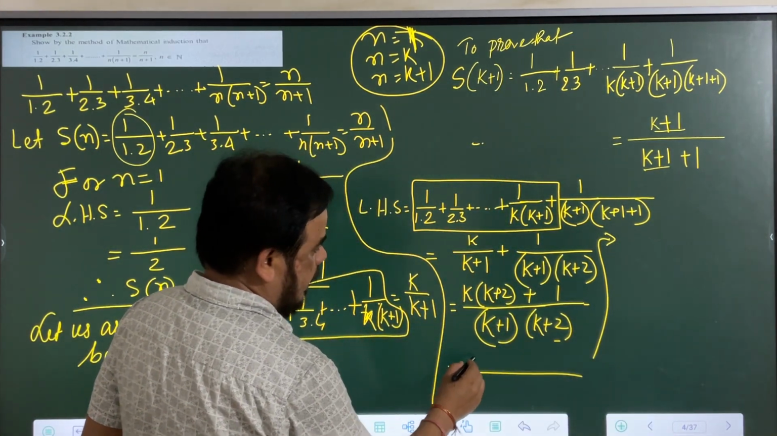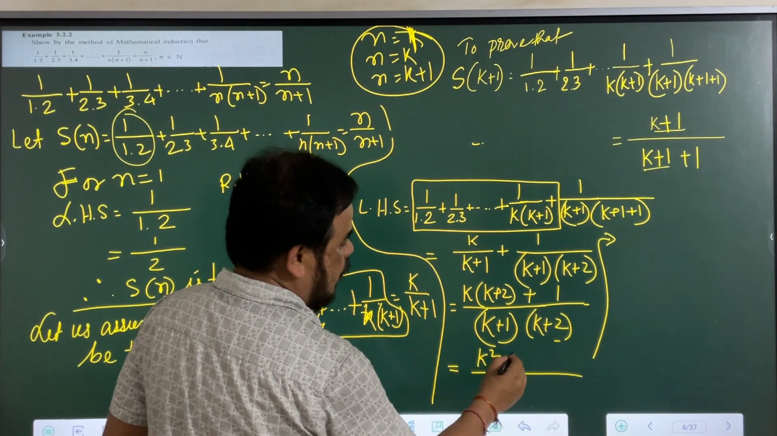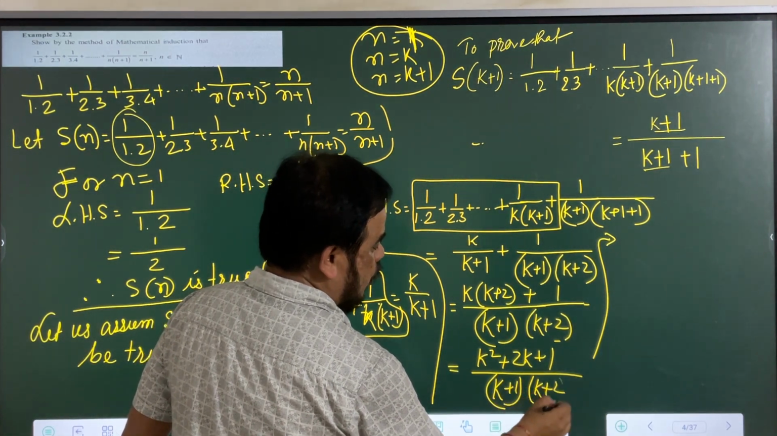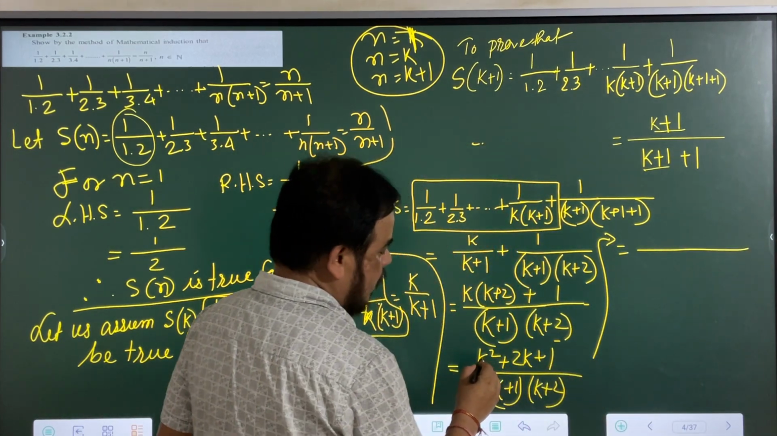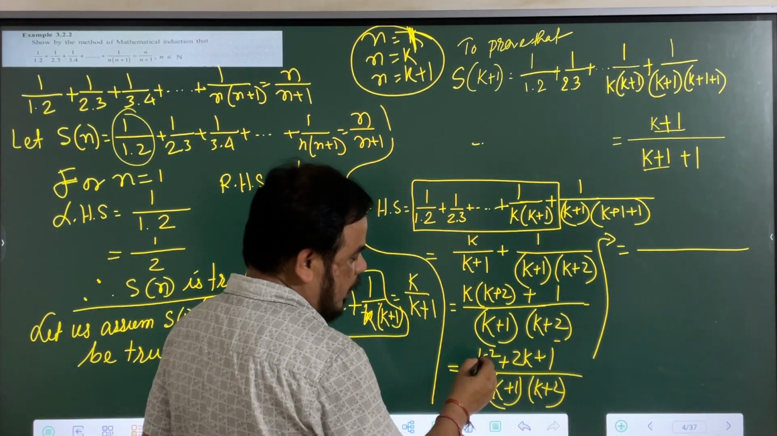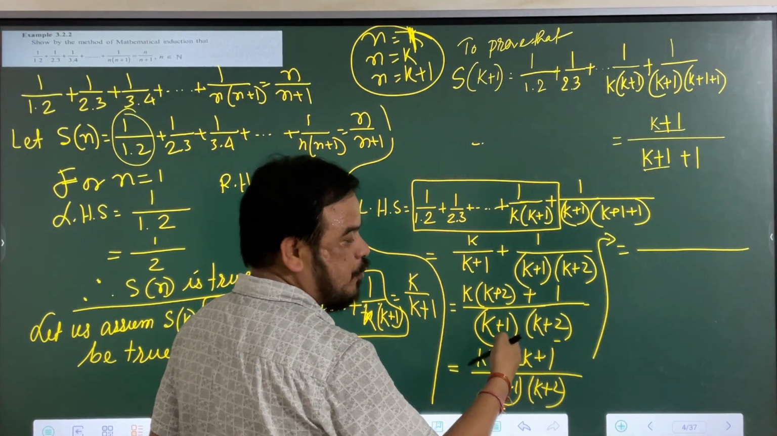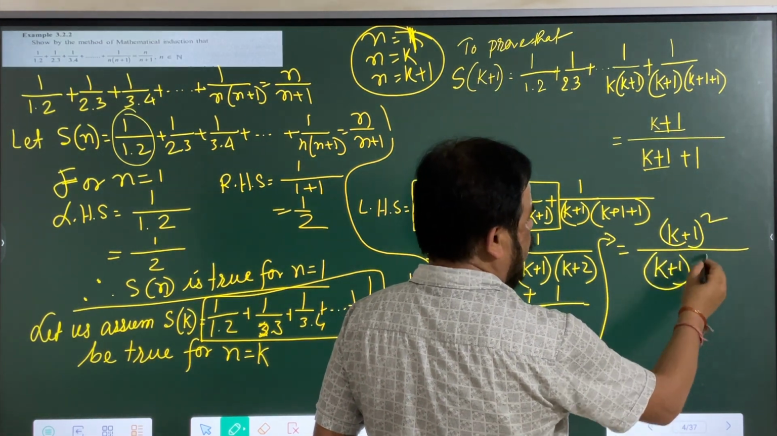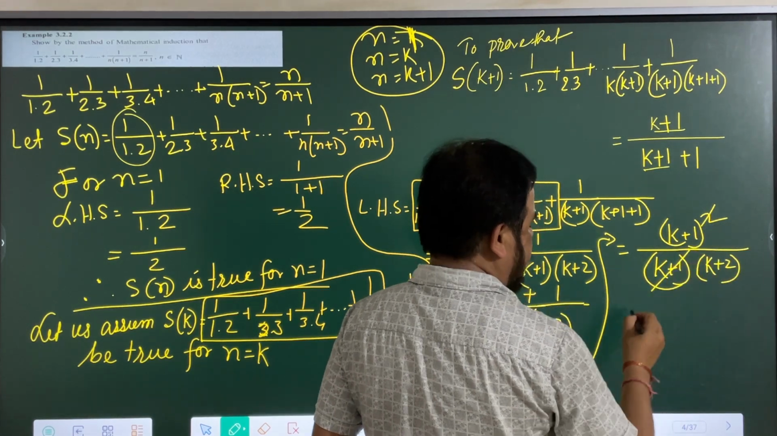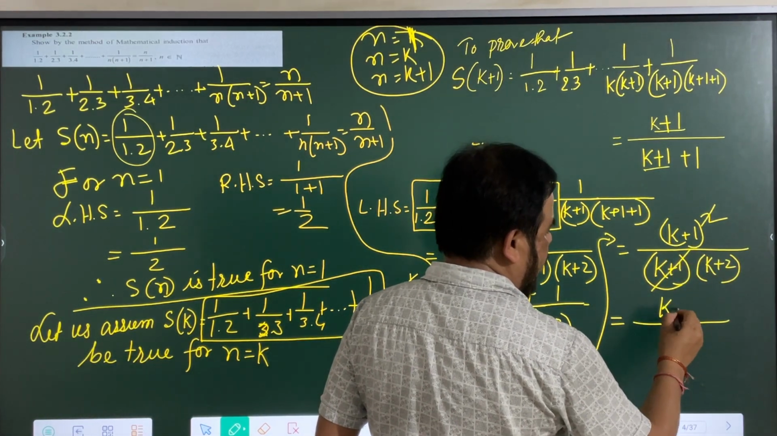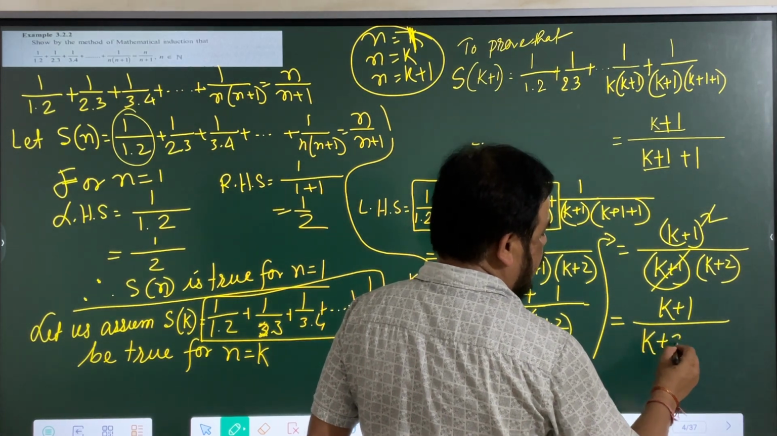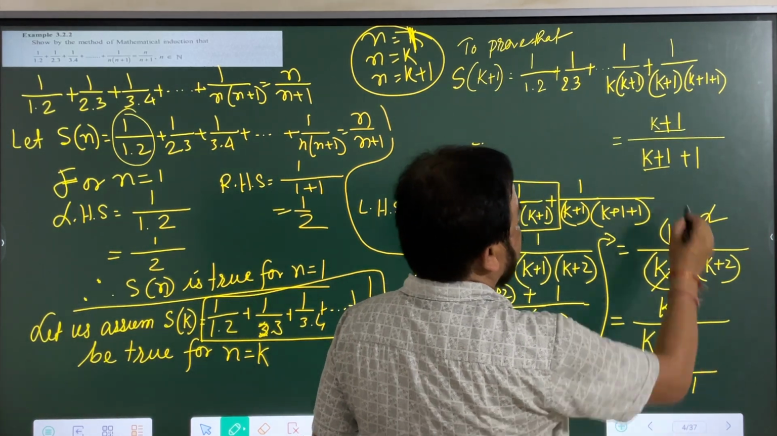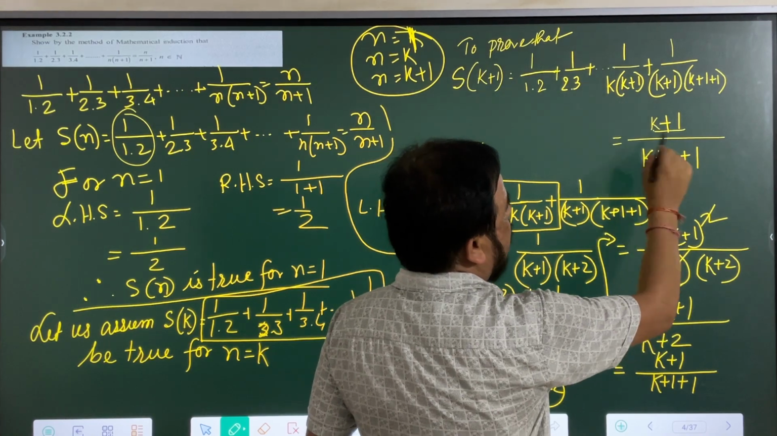Now k square plus k into 2, 2k plus 1, k plus 1 into k plus 2 equals to k square plus 2k plus 1. You can understand this one. K square plus 2 into k into 1 plus 1 square, a plus b whole square. K plus 1 whole square, k plus 1 into k plus 2. 1, 1 cancel. Now here only k plus 1 is left. Below only k plus 2 is left. Or we can write k plus 1 by k plus 1 plus 1. K plus 1 by k plus 1 plus 1, right hand side.